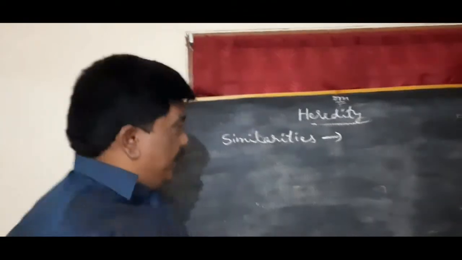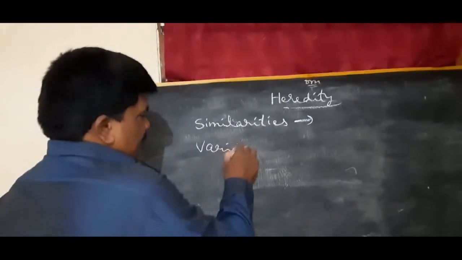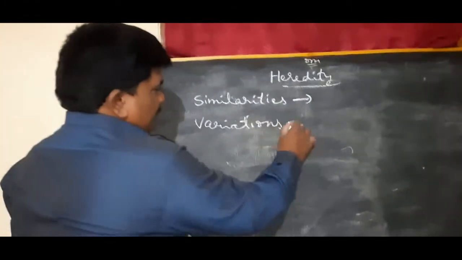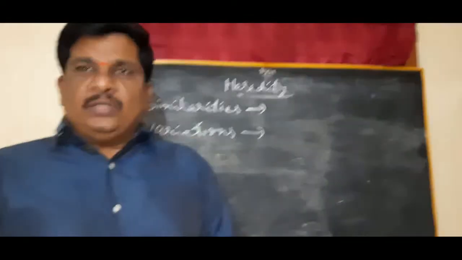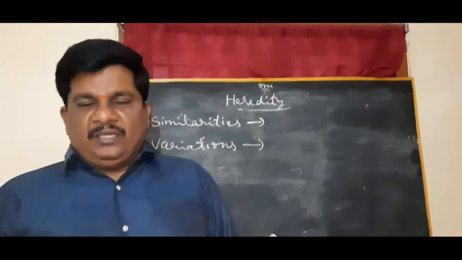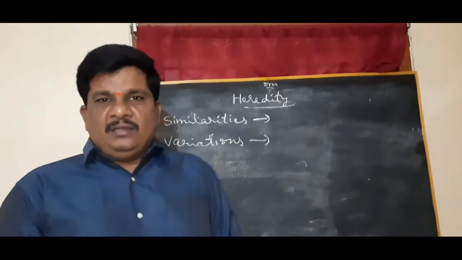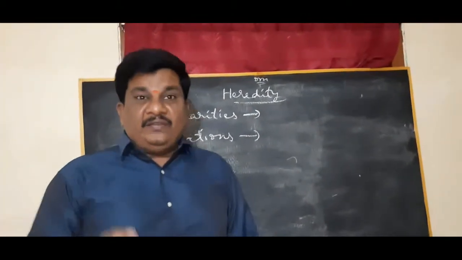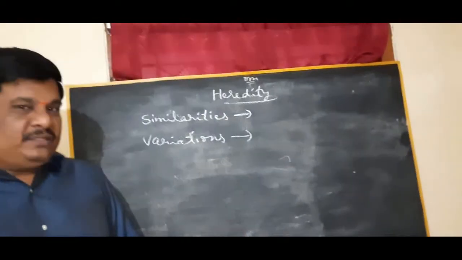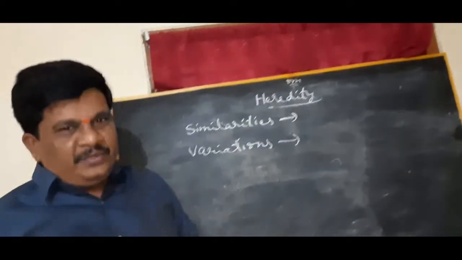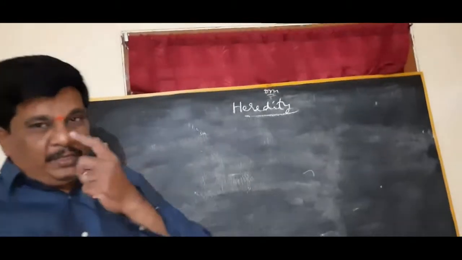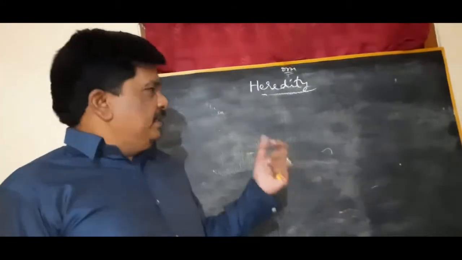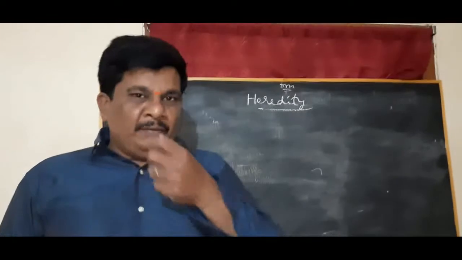So like the variations. Variations are differences. Nothing but differences. So these variations: the same children, same brothers, though they are similar in shape and everything, some differences are there. You can find them out. Even identical twins have differences. So that we call variations. We discussed what is inheritance, what is heredity, what are similarities and what are variations.